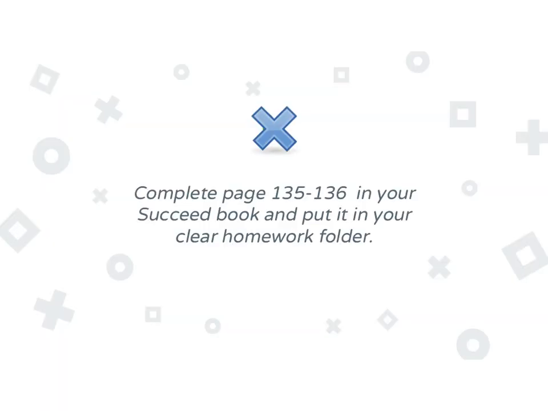Okay, today for math, you're going to complete pages 135 and 136 in your Succeed book and put it in your clear homework folder. If you're having a little trouble with this, go ahead and try to guess what the answer is. Try to think about how you would put it in the place value chart, remembering that 10 times 10 times 10 equals 1,000, and 10 times 10 equals 100. So try that on the place value chart. Look at your instructions on your instruction page, the page before your homework, and see if that helps too. Try to get all of this done tonight and put it in your clear folder, and we will check it tomorrow.